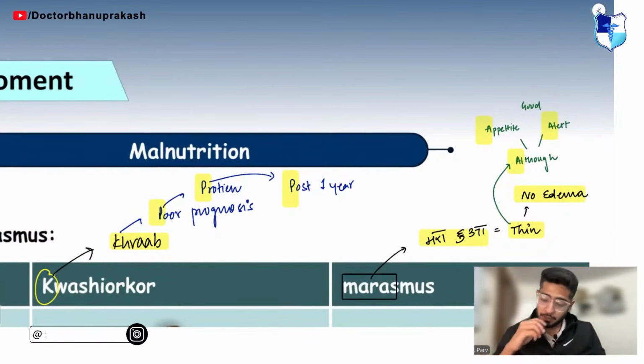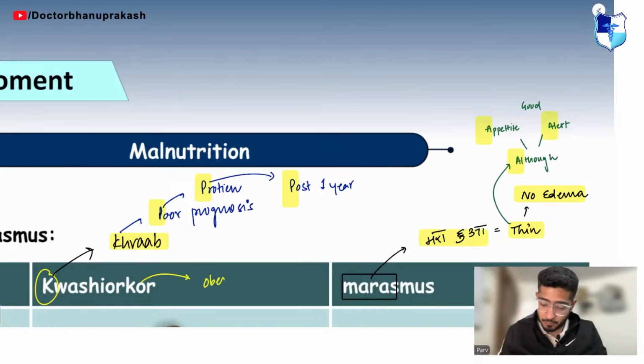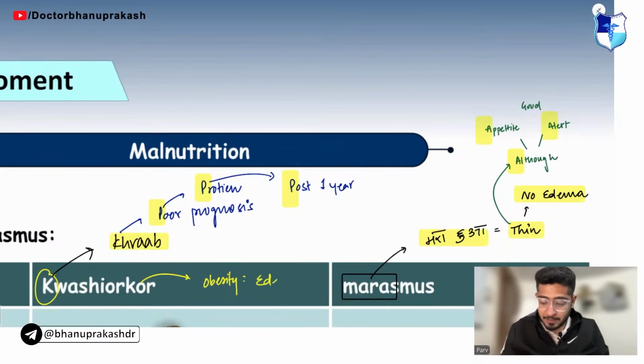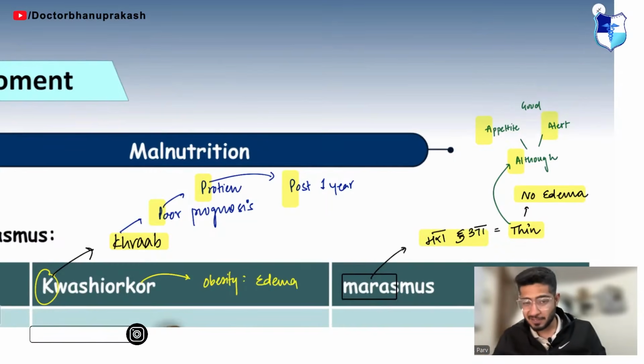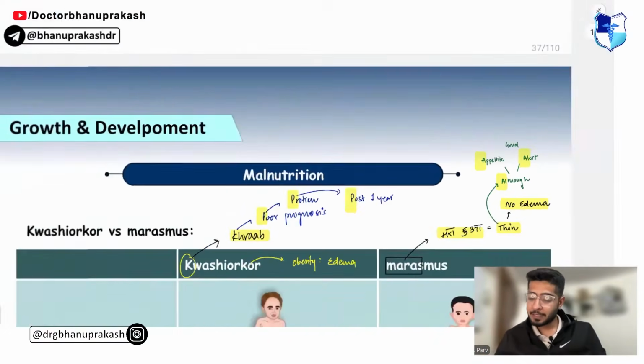And one more interesting thing is kwashiorkor has got O. That means the child is going to be obese. The child is going to have edema, whereas in marasmus there is no edema, although the appetite is good.